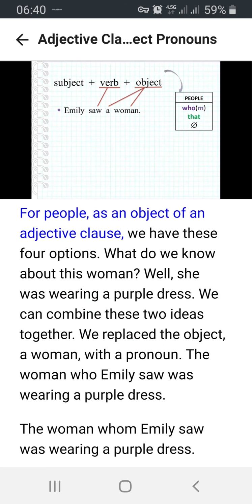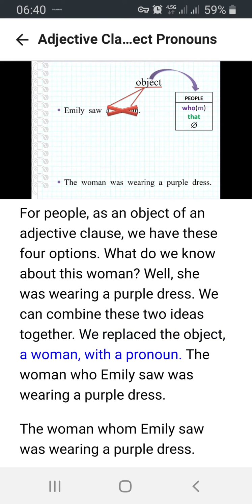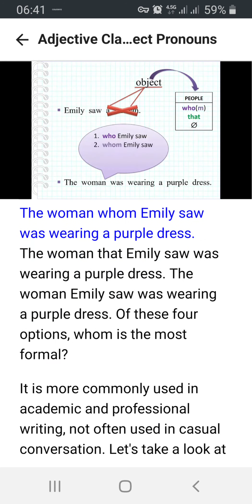For people as an object of an adjective clause, we have these 4 options. What do we know about this woman? Well, she was wearing a purple dress. We can combine these 2 ideas together. We replace the object, a woman, with a pronoun. The woman who Emily saw was wearing a purple dress. The woman whom Emily saw was wearing a purple dress. The woman that Emily saw was wearing a purple dress. The woman Emily saw was wearing a purple dress.